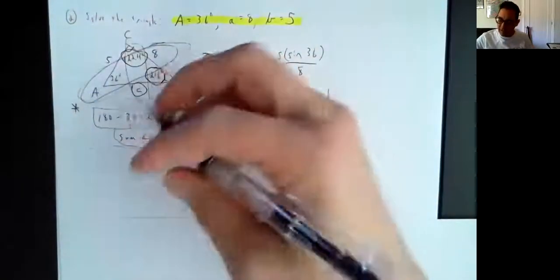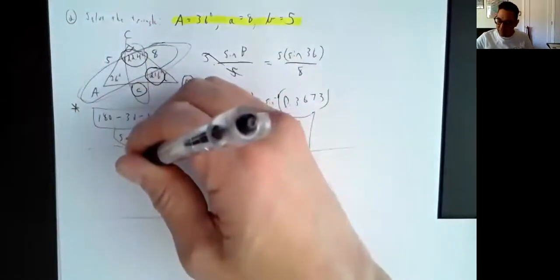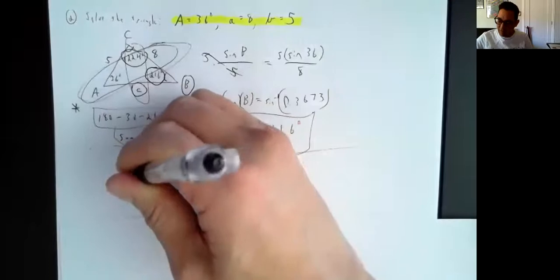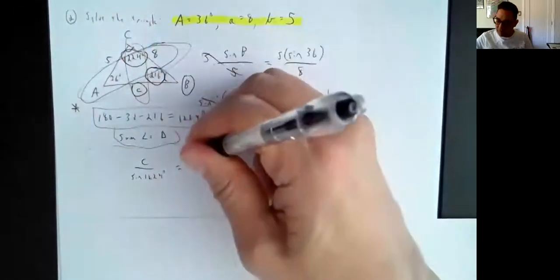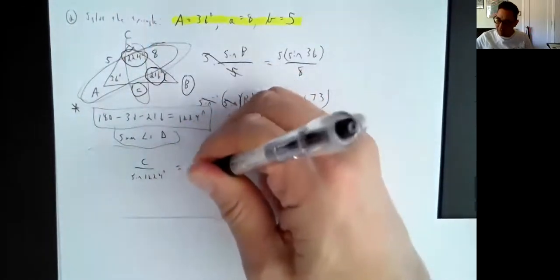is, now again, I'm going to base everything off this one because that's very accurate. And the thing I'm missing is the side. So I'm going to put C on top. So C over the sine of 122.4 degrees equals this side, which was 8 over the sine of 36 degrees.